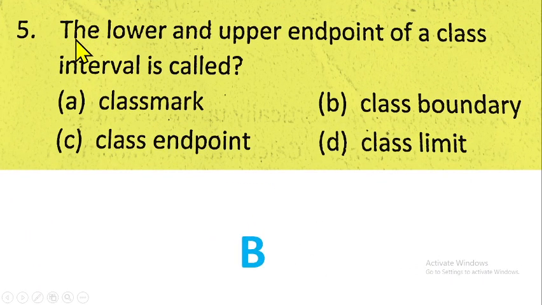Question number 5: the lower and upper end points of a class interval are called the class boundaries. That is technically in cumulative frequency, or you can also get it in a histogram, either of the two. So the lower and upper end points of a class interval are called the class boundaries.